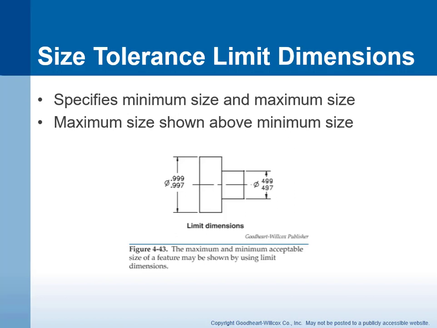Size tolerance limit dimensions specify the minimum size and the maximum size. Maximum size is always shown above the minimum size. So these here are size tolerance limit dimensions. Okay, 0.999 is the maximum dimension, and 0.997 is the minimum dimension. And that's how the tolerance is specified.